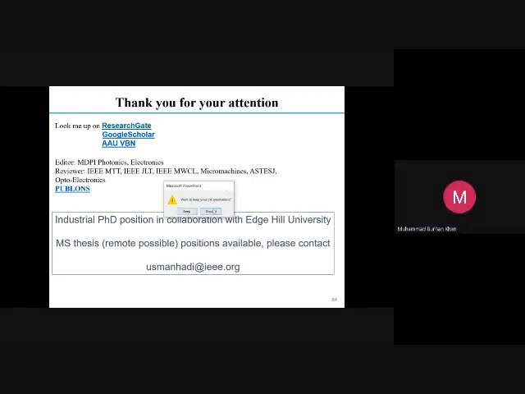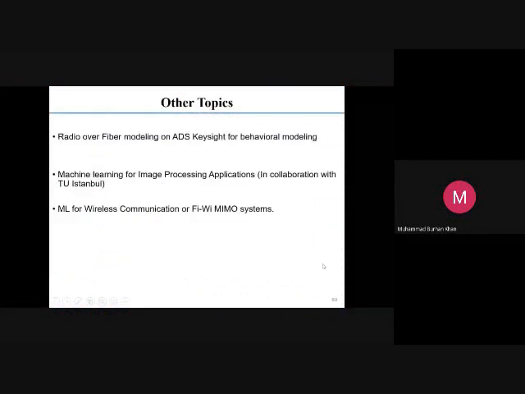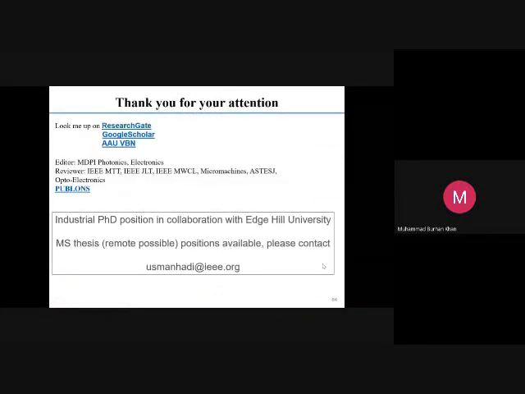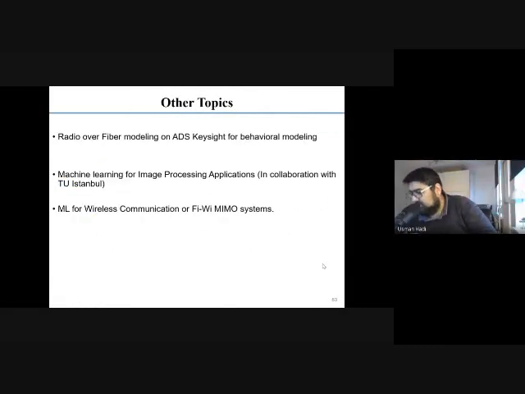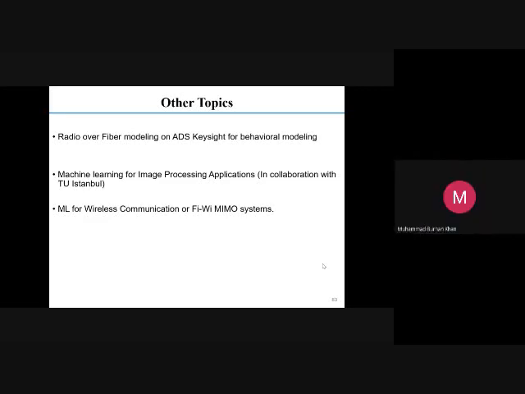Dr. Hadi, I have a question. You did not try machine learning based algorithms for DROF? Did you try the machine learning based algorithm for your DROF, digital ROF?